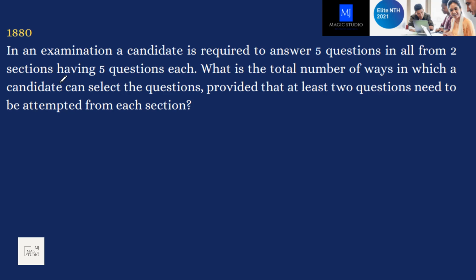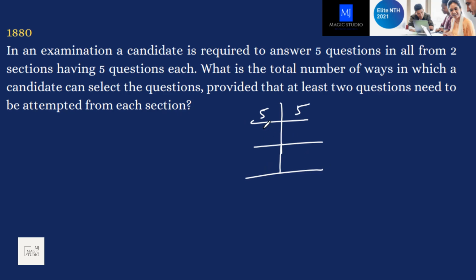Okay, one more question from permutation combination. I think this is from combination. In an examination, a candidate is required to answer 5 questions in all from 2 sections having 5 questions each. What is the total number of ways in which a candidate can select the questions, provided that at least 2 questions need to be attempted from each section?